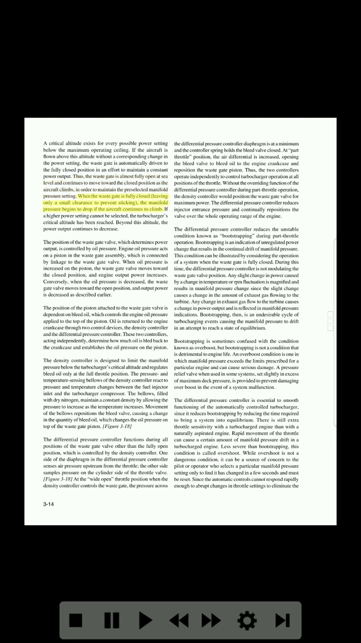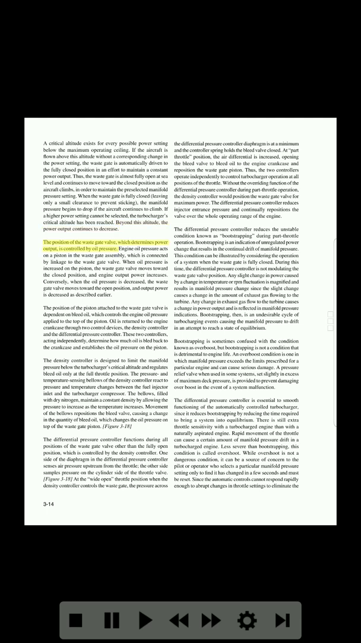When the wastegate is fully closed, leaving only a small clearance to prevent sticking, the manifold pressure begins to drop if the aircraft continues to climb. If a higher power setting cannot be selected, the turbocharger's critical altitude has been reached. Beyond this altitude, the power output continues to decrease.